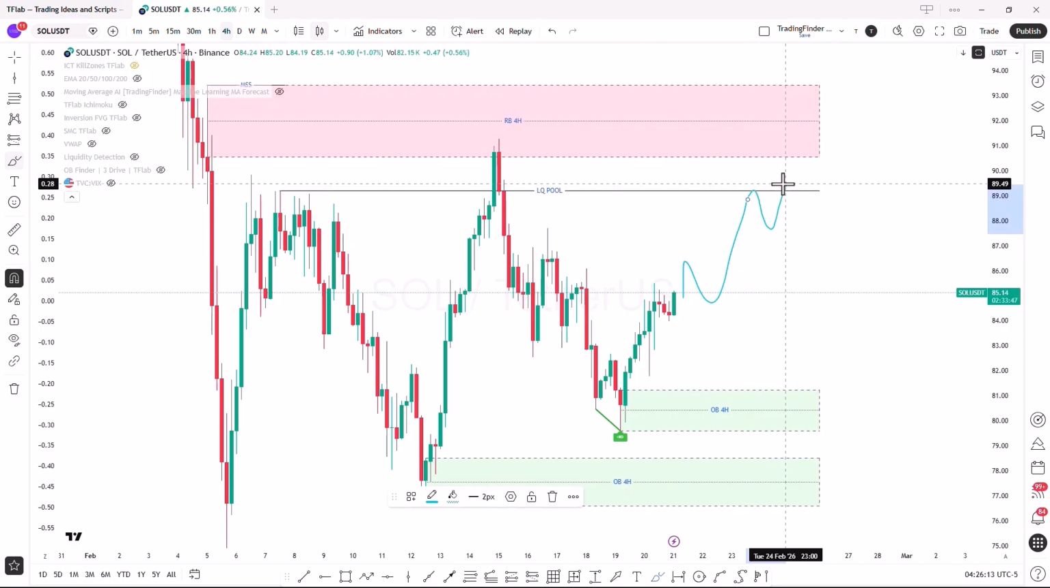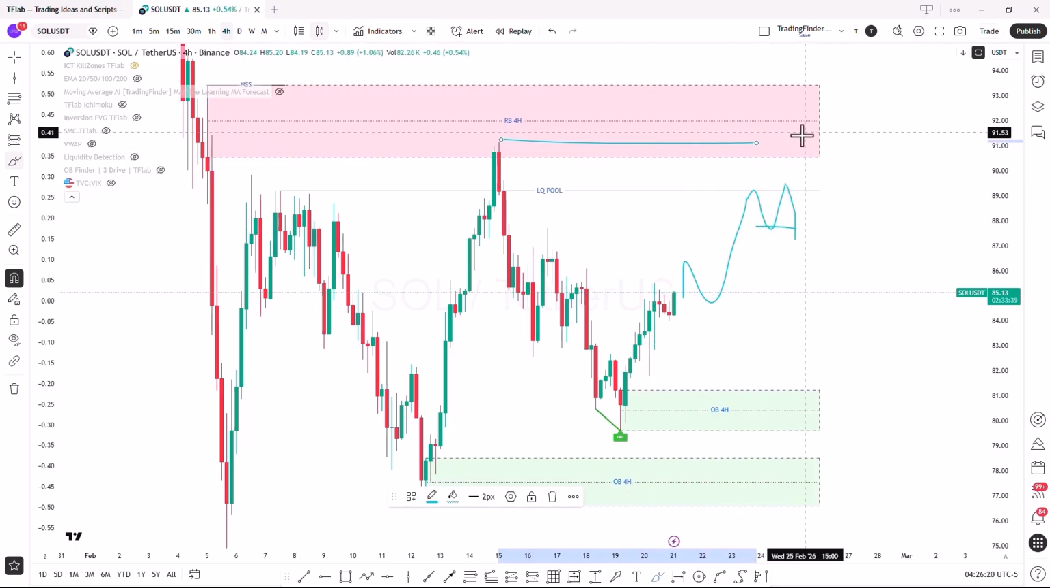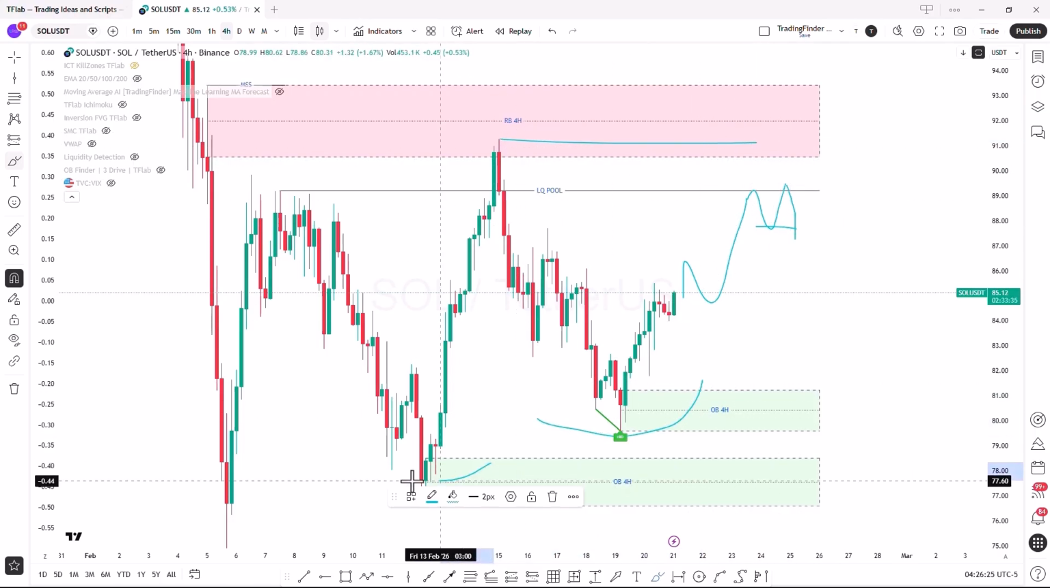A swing failure pattern forms, and after a structure break or a break of the 30 level, we can use this opportunity to enter a sell position as well. We set the stop loss behind the range, targeting the liquidity levels in the market.